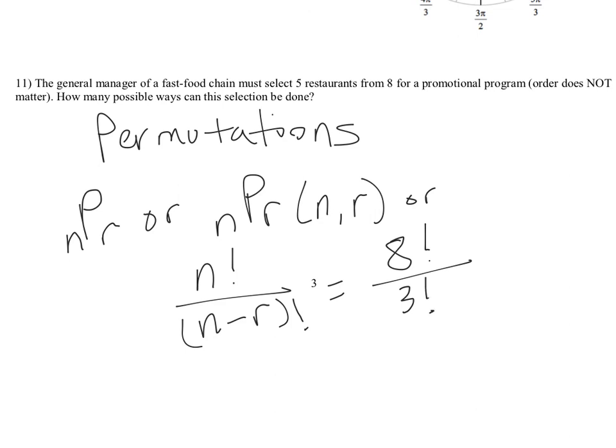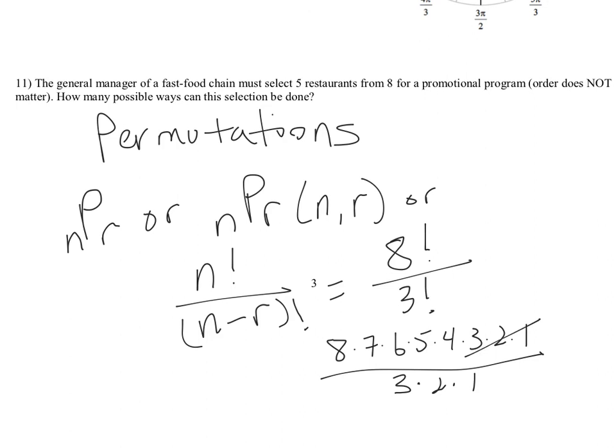So 8 factorial is just 8 times 7 times 6 times 5 times 4 times 3, etc. So if I write that down, and then I write down 3 factorial underneath it, well, these last 3 numbers just cancel out. So really what we have is just 8 times 7 times 6 times 5 times 4. And you can do that in your calculator, and you'll get the solution 6,720.